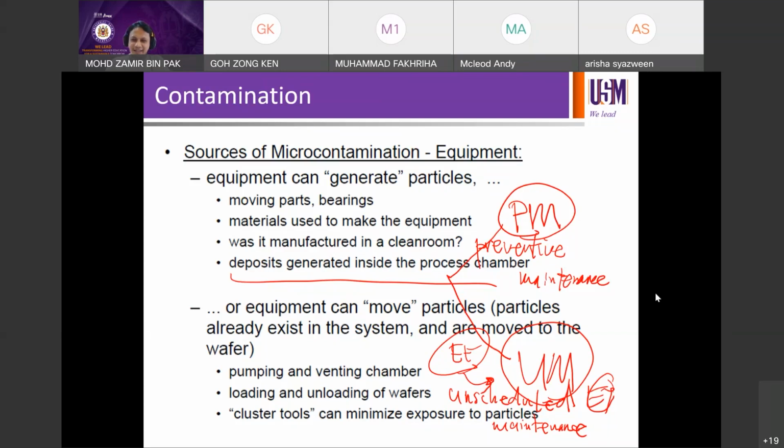Nangis ke, tak nangis ke, I don't care. I want the problem to be solved. So that's the language in the fab. That's the language in production. You pressure ke, tak pressure ke, up to you. I don't want to know.